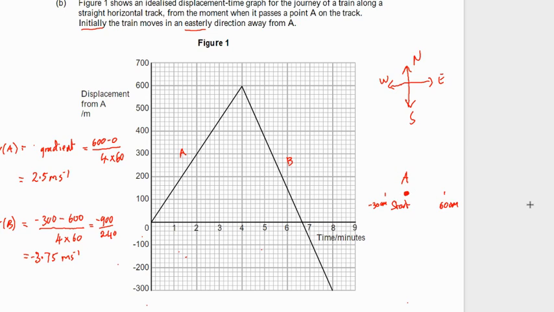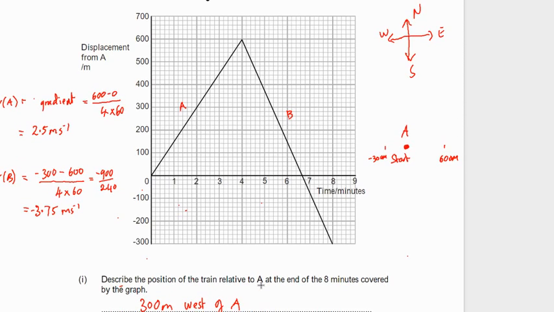900 meters westerly. So, describe the position of the train relative to A at the end of the 8 minutes covered. At the end of the 8 minutes, we realize, okay, it's a minus 300 meters displacement. So it is 300 meters from the starting position. Okay. And that minus represents the opposite of which way it was going before. We know it's going east first, so now it's west. So it is west of the starting point.